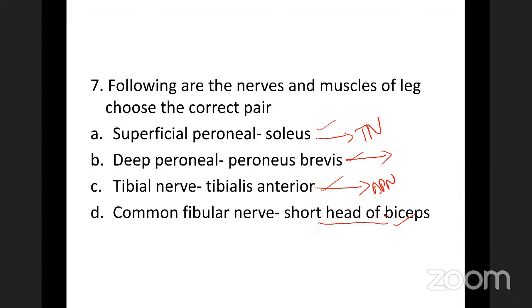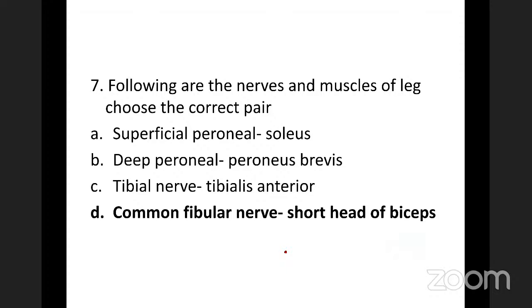Short head of biceps. Students, in the last class we discussed, the biceps femoris is what type of muscle? Biceps femoris is a hybrid muscle. It has a long head and a short head. The long head is supplied by the tibial nerve, the short head is supplied by the common peroneal nerve. So this is the answer.